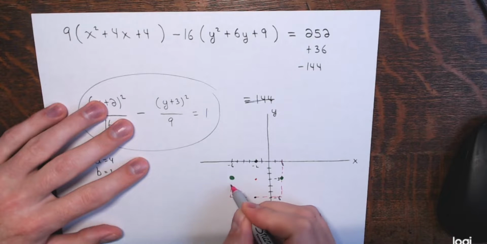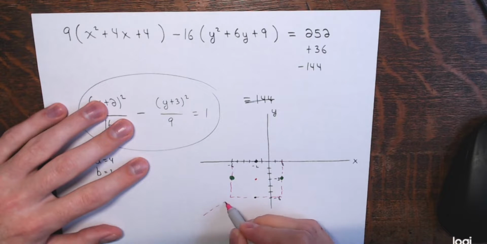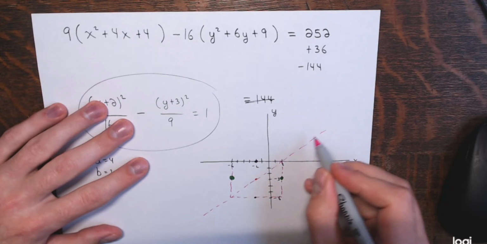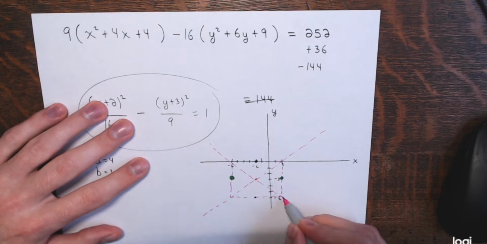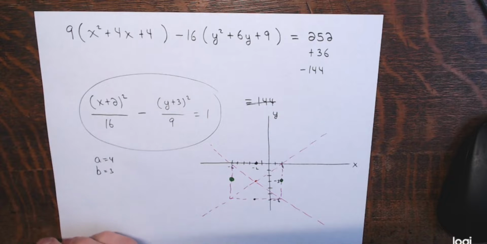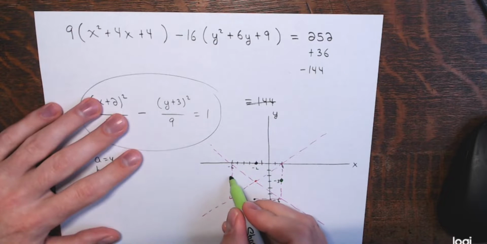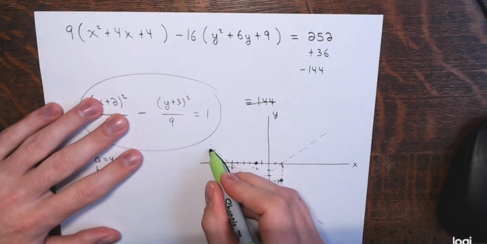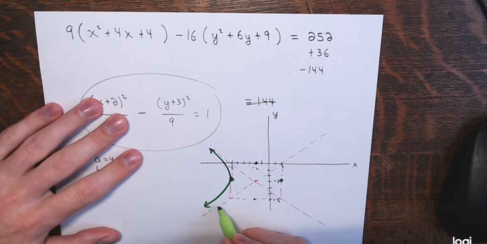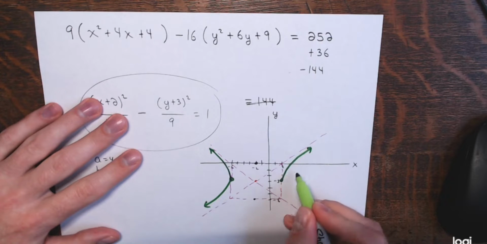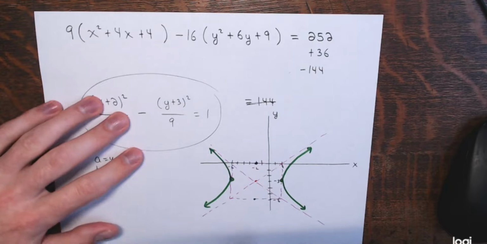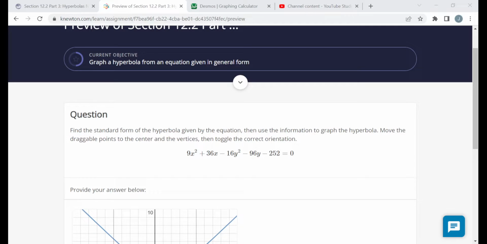And I can draw the asymptotes through the corners and the center. And then once I have the asymptotes in, I can draw a rough sketch of the hyperbola from the vertices, using the box as a guide, and approaching these asymptotes as we get further away from the center. Alright, so like this. That's what I want.